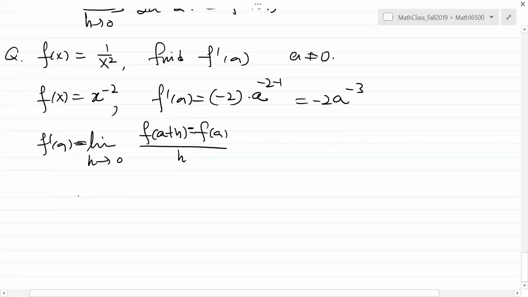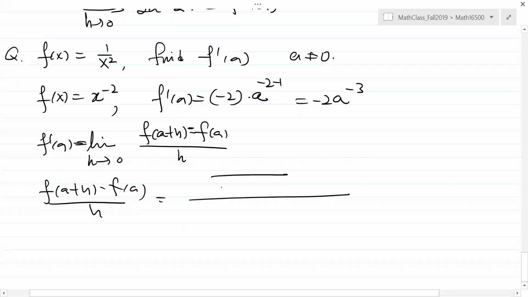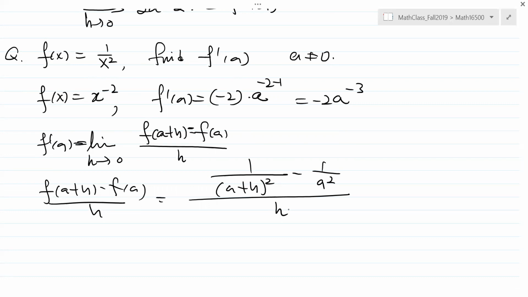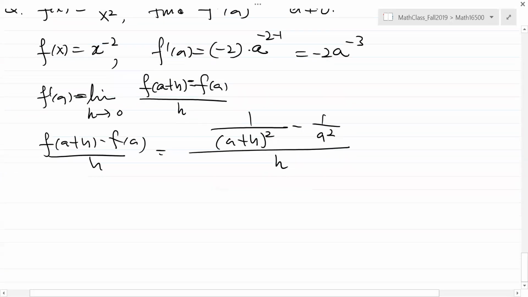So let's look at f of a plus h minus f of a, divided by h, right? So that would be 1 over a plus h squared minus 1 over a squared. We need to simplify this expression and eventually get rid of h in the denominator. Otherwise, you're not able to find the limit.